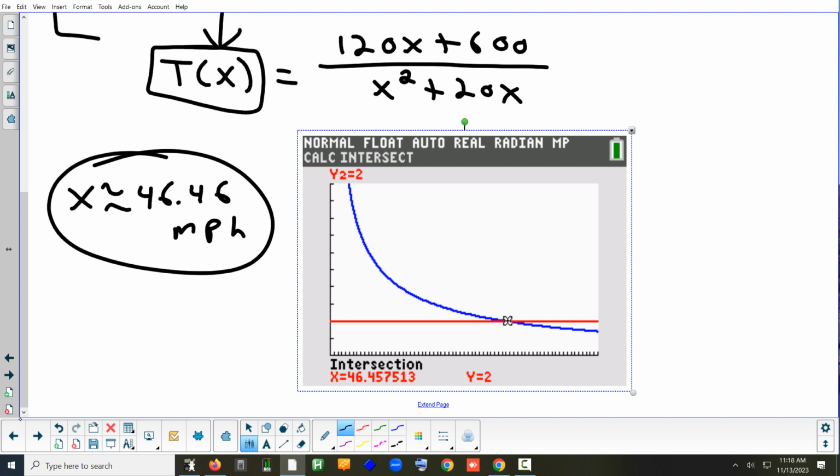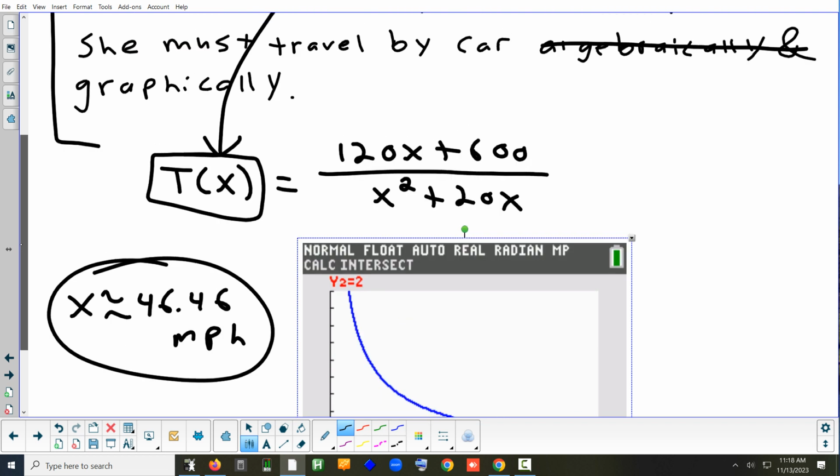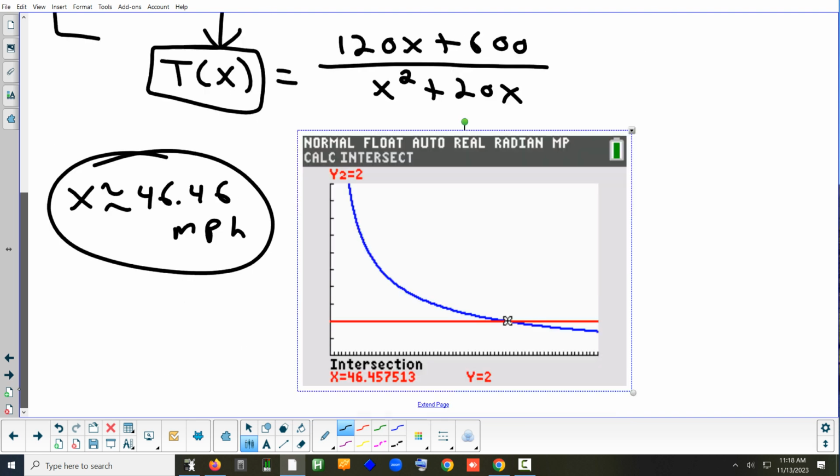Okay, so any question on that one? Yeah. What was the other one? What was Y1? Y1 was this formula right here, 120x. Y2 was a horizontal line at 2. Okay, don't clear that because we're going to come back to this problem and do something else with it. But we're going to look at a few things algebraically now.